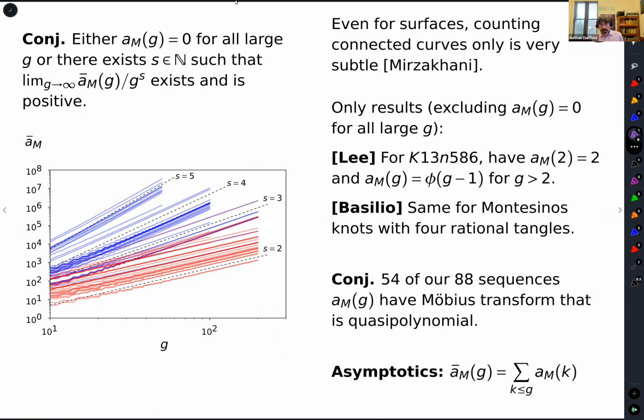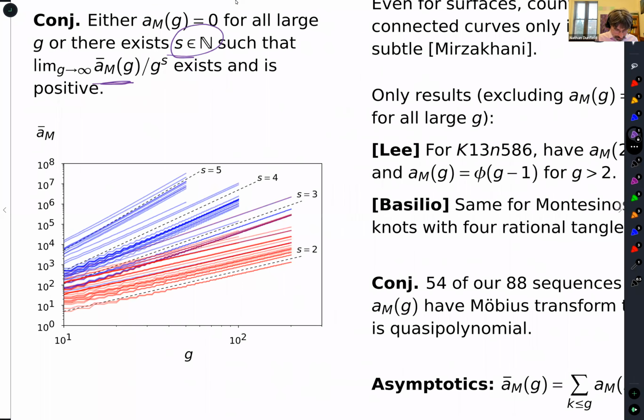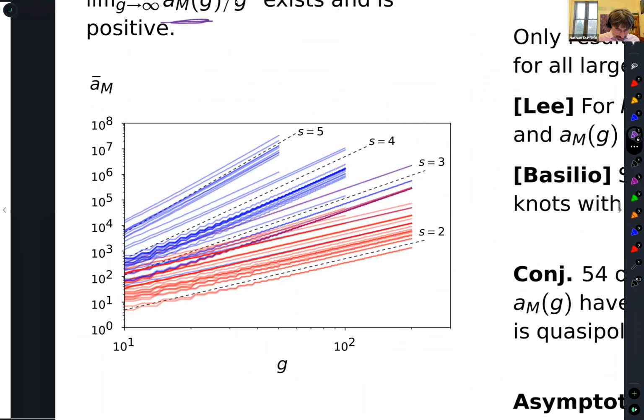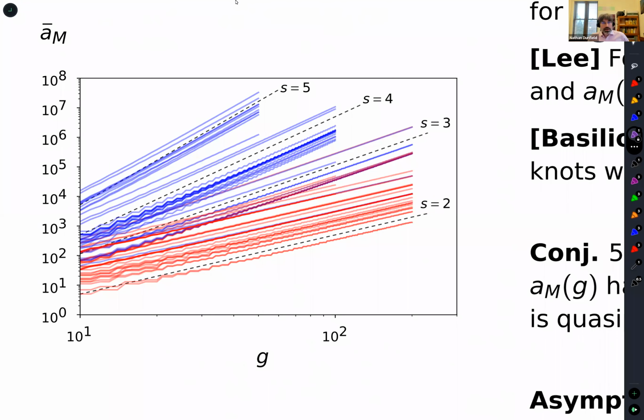Here the best I can do is a conjecture. We conjecture that either these counts are all 0 for large G, or there is a natural number S so that these counts are asymptotic to some multiple of G to the S. And this plot here is some data that we accumulated in our paper in favor of this.